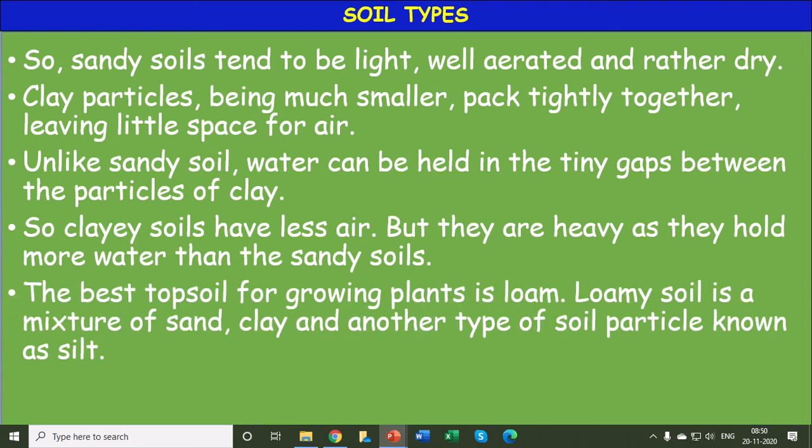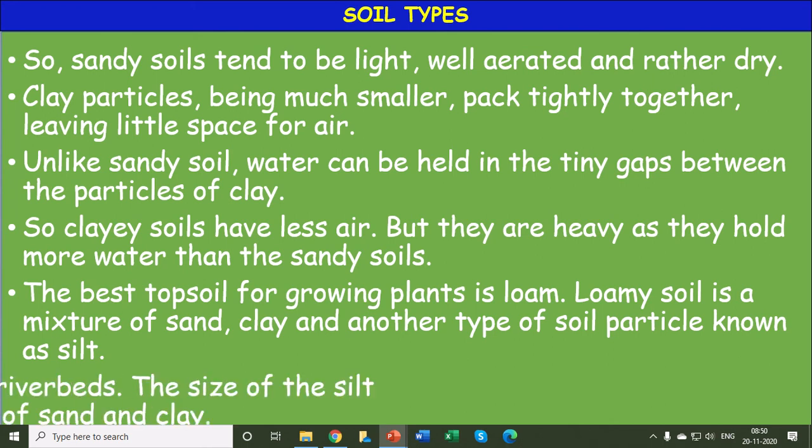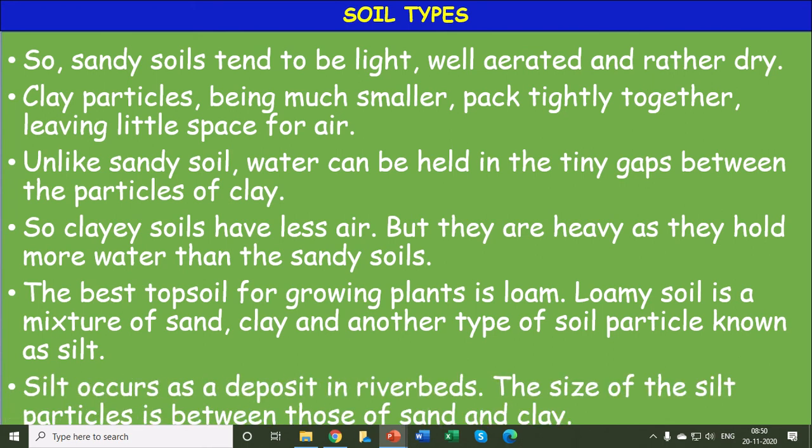The best topsoil for growing plants is loam. Loamy soil is a mixture of sand, clay, and another type of soil particle known as silt, which is very fine particles of soil. So loamy soil is the best soil for the growing of plants. Silt occurs as a deposit in river beds. The size of the silt particles is between those of sand and clay.